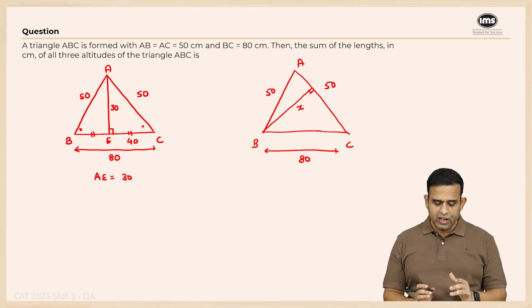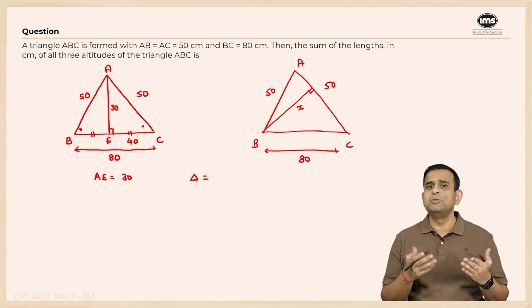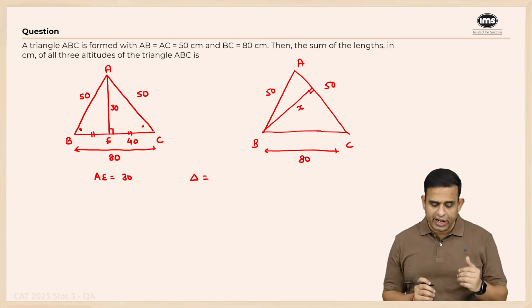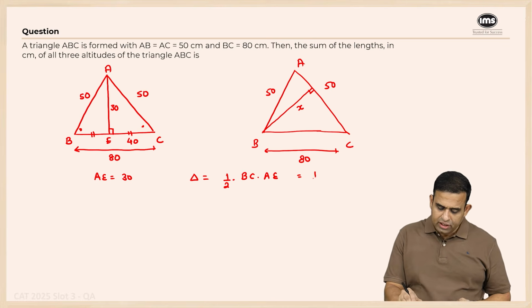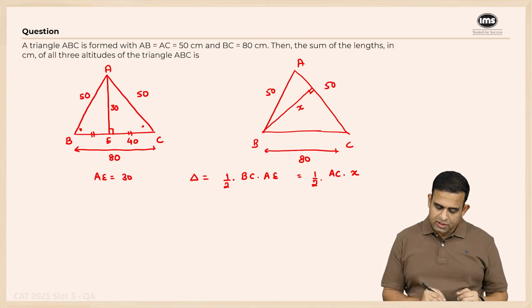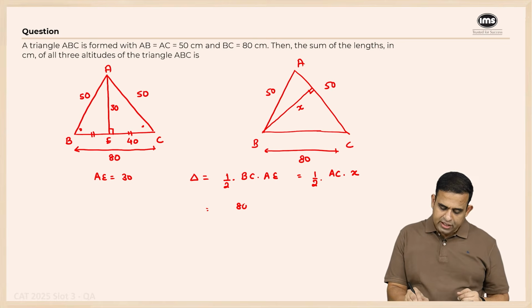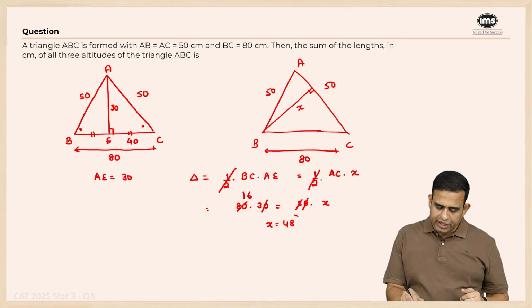Now if I look at this first figure over here and someone asks you, how do you find the area of the triangle? The simple formula known to all of us is half base into height. So for the first figure, your base is BC and the height is AE. In the second figure, your base can be taken as AC and the height which I want now is equal to x. If you simplify this, BC is equal to 80, AE is equal to 30, the half and half basically got cancelled out, so AC is equal to 50, and if I cancel this, 5 times 16, the value of x becomes equal to 48.